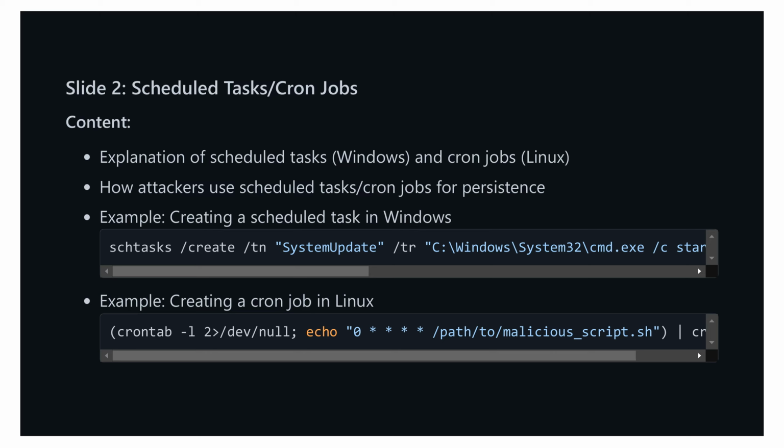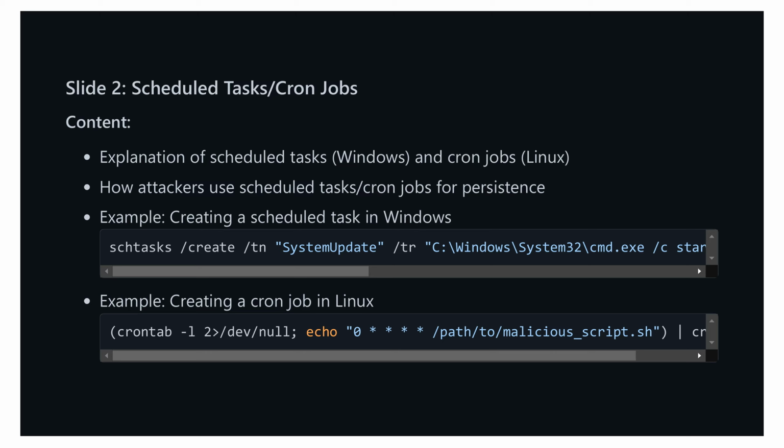Moving to the Linux side, cron jobs serve a similar purpose. Cron jobs schedule scripts or commands to run at specified times or intervals. Attackers use this to maintain their foothold on a compromised system. Here's how you might create a cron job in Linux.